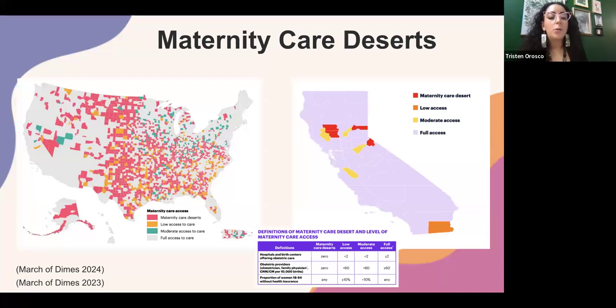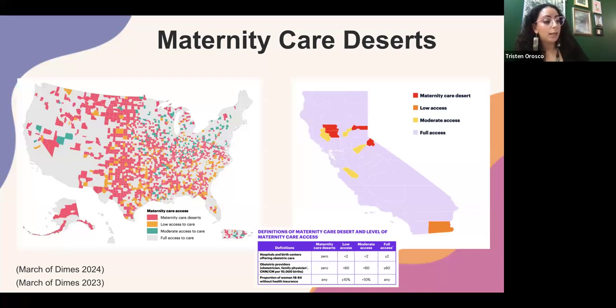As you can see in the graphic to the left, red would be considered a maternity care desert and gray is considered full access. Now, if you look at California, you think it doesn't look so bad, but the thresholds they are using to define full access don't make sense when you're comparing larger counties with smaller counties, or lower resourced areas with higher resourced areas. The threshold for full access is 2 or more hospitals or birthing centers and 60 or more obstetric providers within an area.